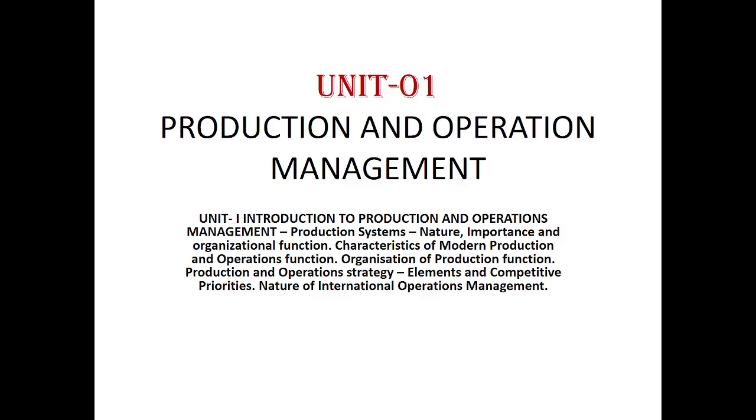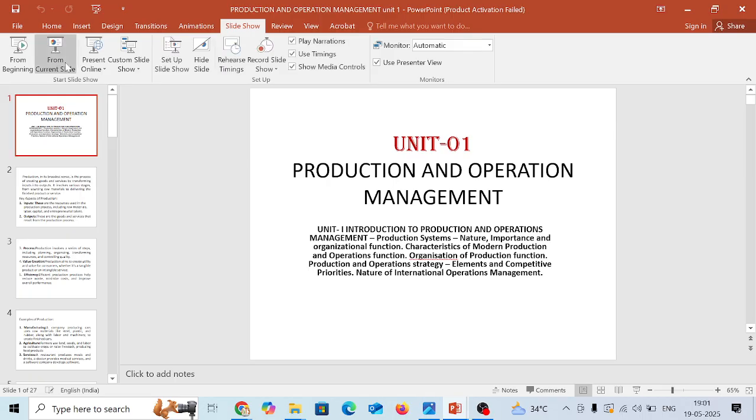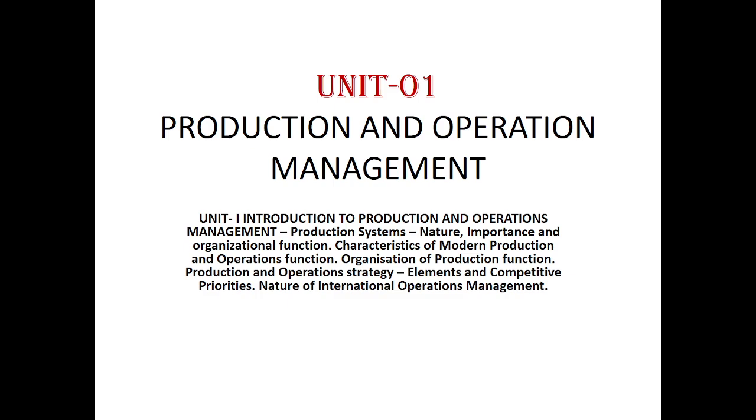This is, I think, Unit 5, Production and Operation Management. In this chapter, we are going to read what production and operations management is, then the production system, nature, importance of organizational function, characteristics of modern production and operation functions, organizations of production function, production and operation strategy, elements and competitive priorities, nature of international operation management. This is all we're going to understand and read. Next slide, ma'am.